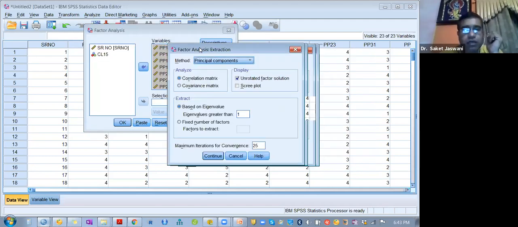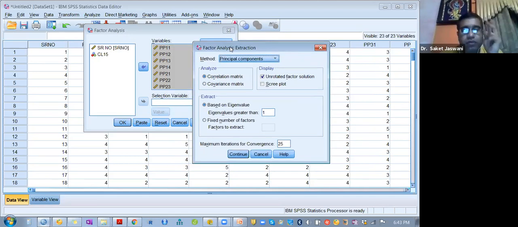There are two important processes. One is the extraction method, another one is the rotation method. Factor analysis works on extraction and rotation methods. So it is very important to select the appropriate extraction and rotation method. By default, you will see the principal component extraction method here.